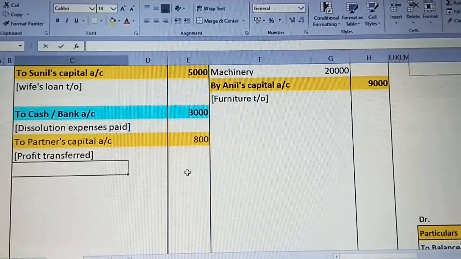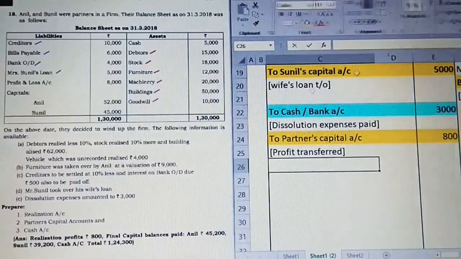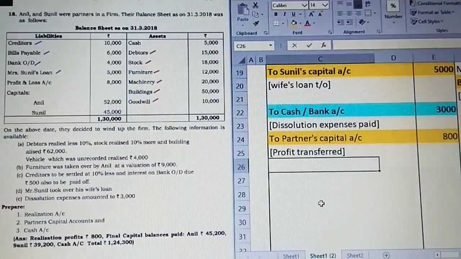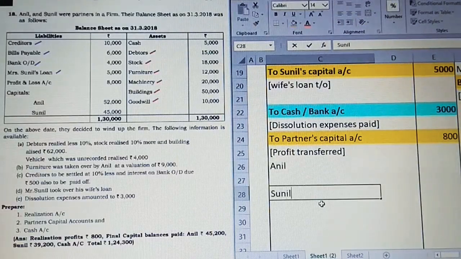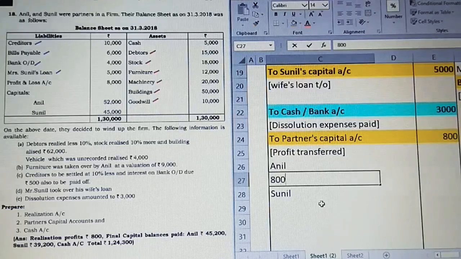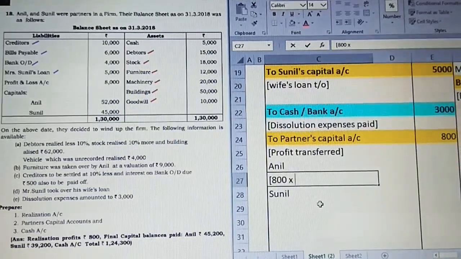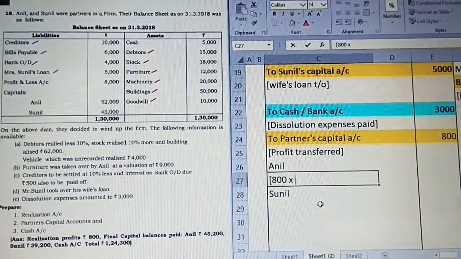So we have to show the distribution among the partners. Now we have only 2 partners, that is Anil and Sunil. So 800 into, have they given the ratio of the partners in which they are sharing their profit and losses? No, it's not given. So whenever no instruction is given, assume they are equal partners. 1:1, 1/2 always. But mention the note, okay?